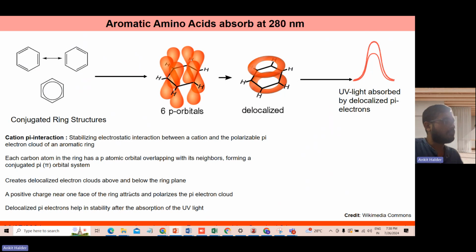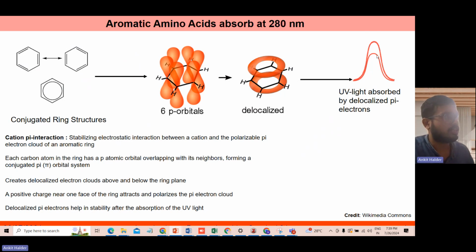So the delocalized pi electrons are the ones that are responsible. As Priya was mentioning, aromatic amino acids, because of their aromaticity property, but actually not because of the aromatic rings themselves: they have conjugated ring structures and delocalized pi electrons, so that even after gaining energy, the bond remains intact and they can absorb it. So it helps in the stability, and then what we get is an enhanced absorption.